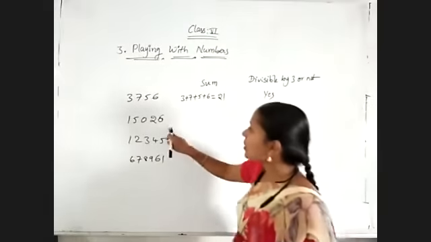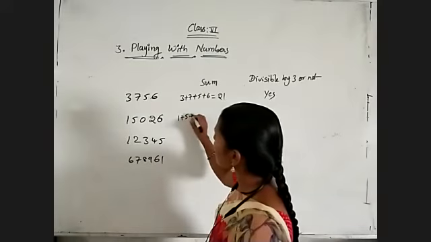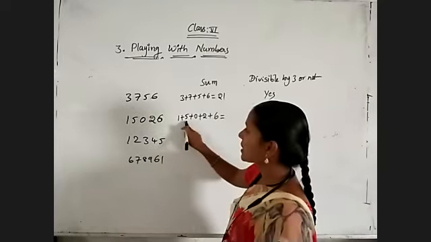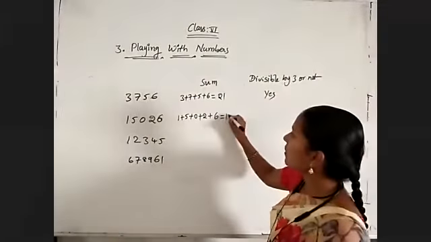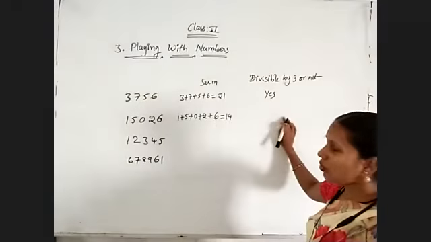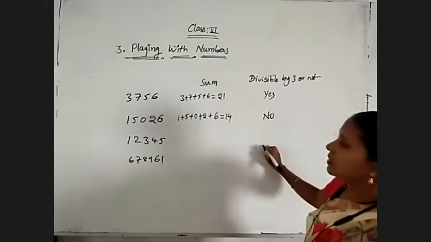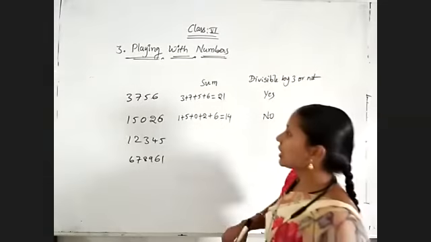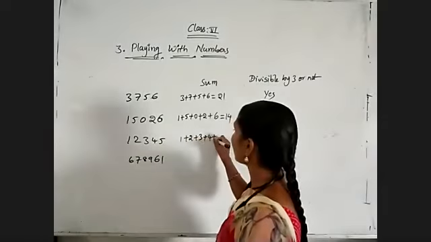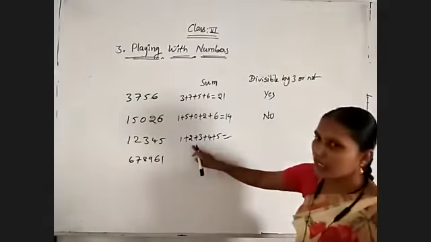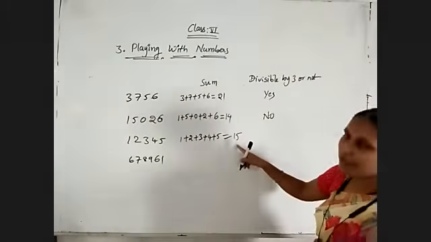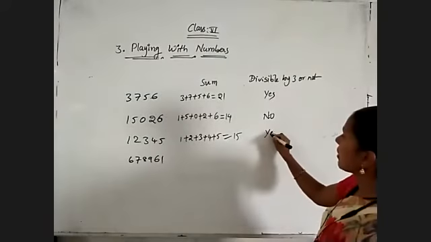Okay. Now coming to this sum. 1 plus 5 plus 0 plus 2 plus 6 is equal to 1 plus 5, 6. 6 plus 2, 8. 8 plus 6 is equal to 14. Okay. Are we getting 14 in the 3 table? No. So it is not divisible by 3. Then coming to the next question. 1 plus 2 plus 3 plus 4 plus 5 is equal to 1 plus 2, 3. 3 plus 3, 6. 6 plus 4, 10. 10 plus 5, 15. 15 we will get in the 3 table. So it is divisible by 3.